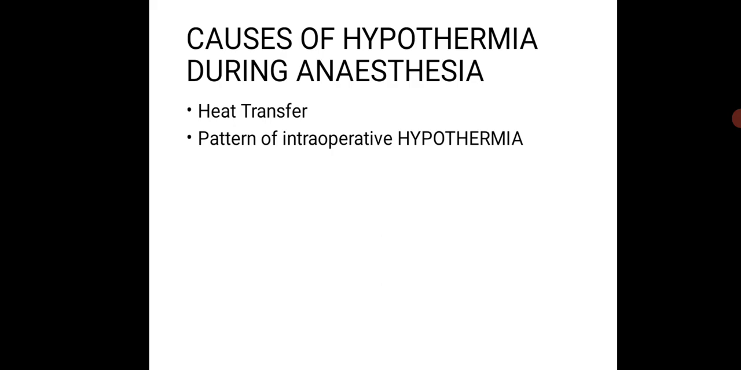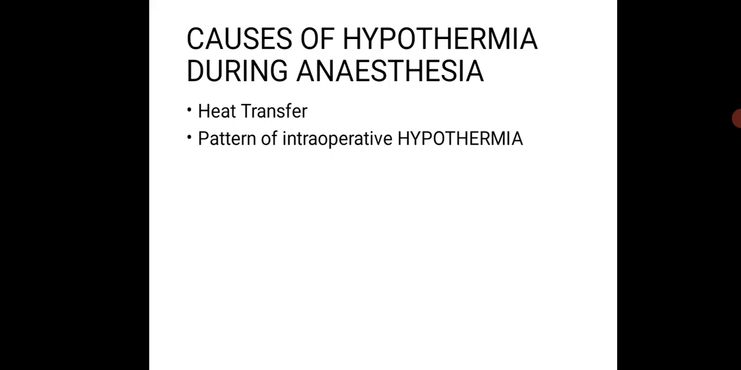Now we will see the pattern of intraoperative hypothermia. Hypothermia during general anesthesia develops with a characteristic pattern. There is an initial rapid decrease in core temperature. Then it is followed by a slow and then linear reduction in core temperature. Finally, core temperature stabilizes and subsequently remains virtually unchanged.